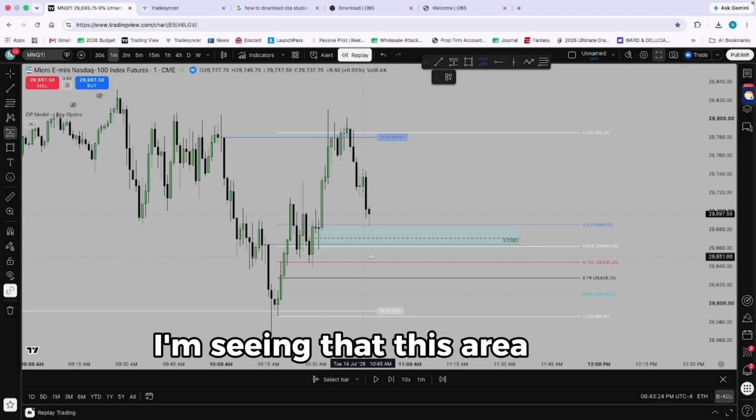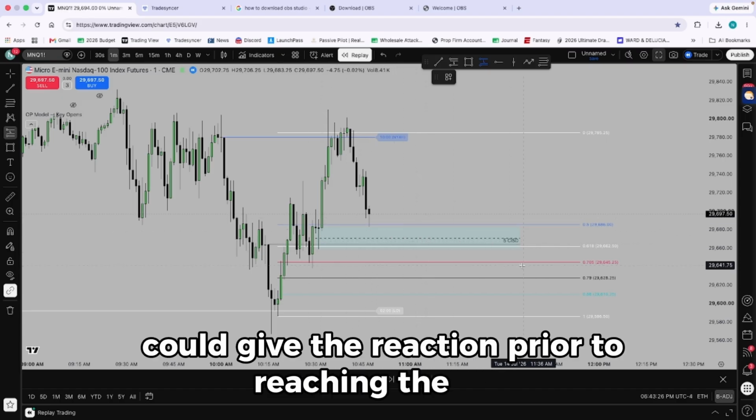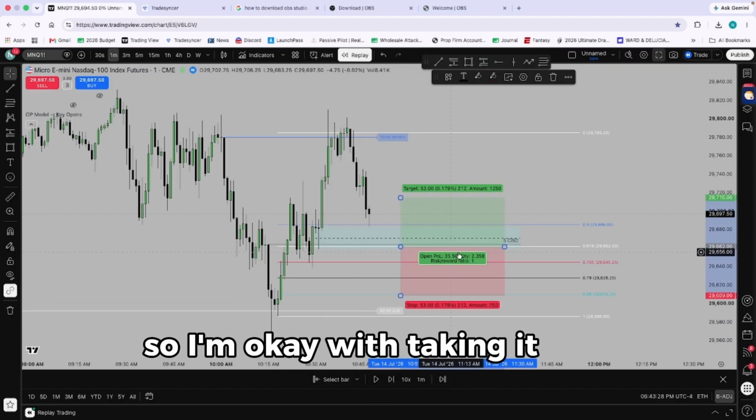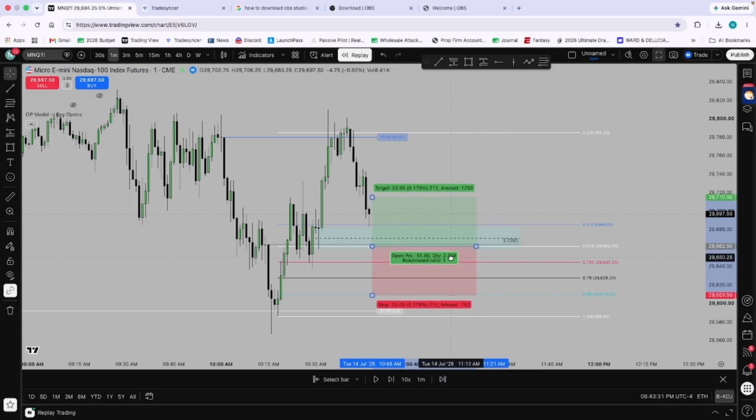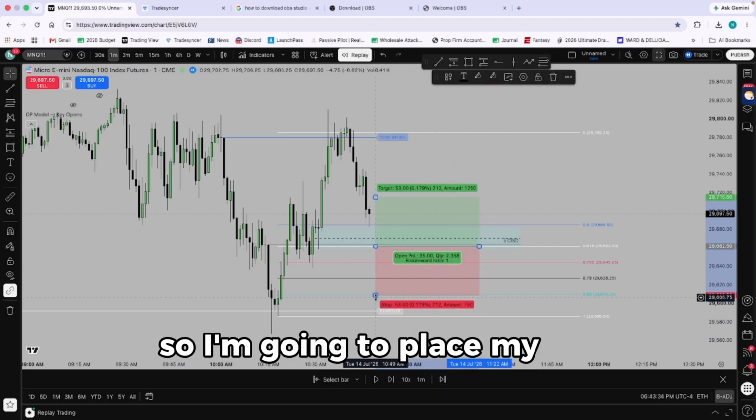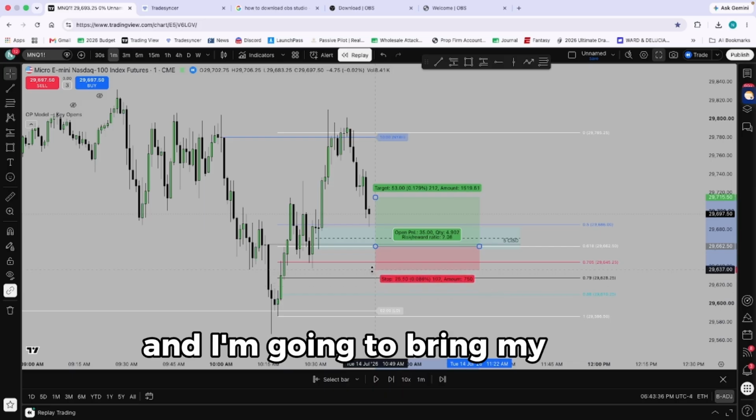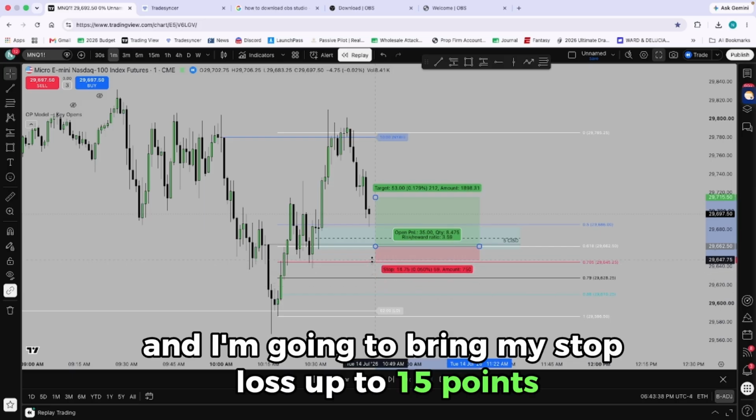I'm seeing that this area right here could give the reaction prior to reaching the 705, so I'm okay with taking it from the 618. So I'm going to place my buy order and I'm going to bring my stop loss up to 15 points.